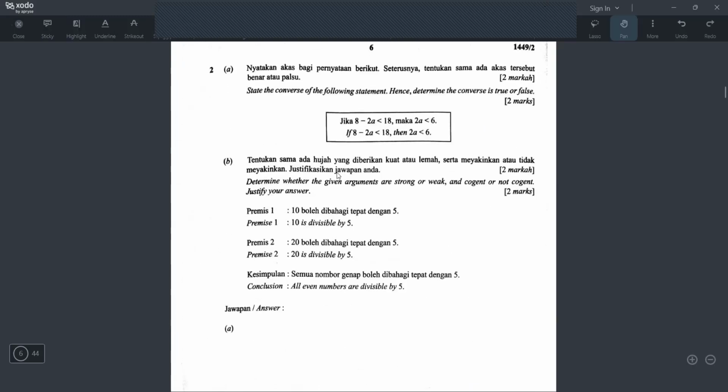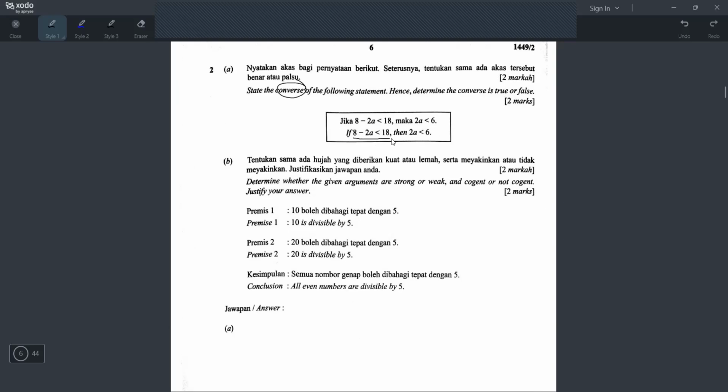Let's continue with question 2. State the converse of the following statement. They want me to write the converse, hence determine whether the converse is true or false. First of all, they give you an implication: if 8 minus 2a is smaller than 18, then 2a is smaller than 6.